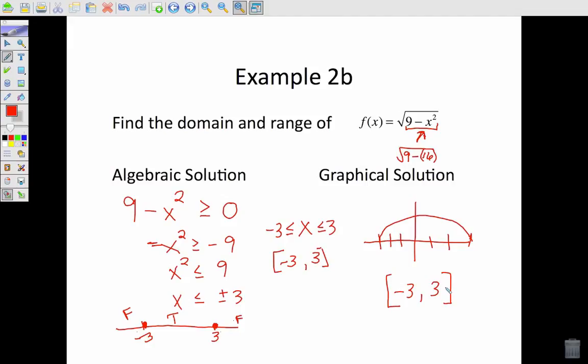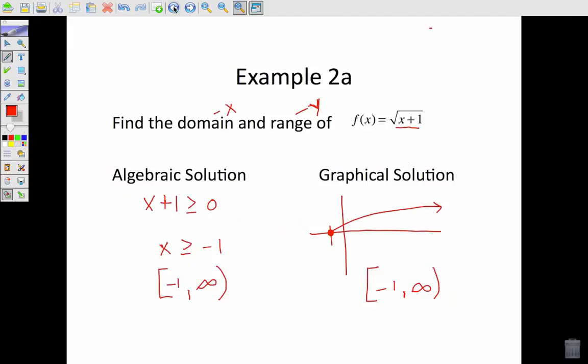All right, so that's how you can do both algebraically and graphically, finding your domain. We didn't talk about the range. Let's go ahead and go back to that first example and talk about the range. My smallest x is -1. Well, if my smallest x is -1, then you get the square root of -1 plus 1, which is equal to the square root of 0, which is equal to 0. That means this is the smallest y that comes out of it.